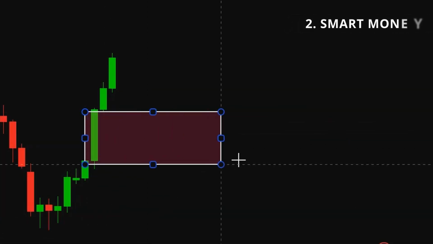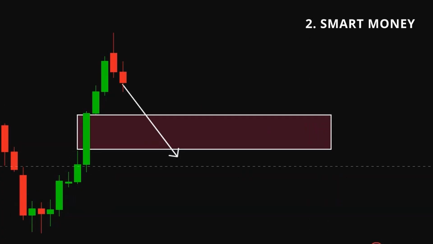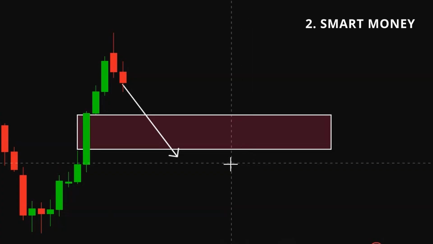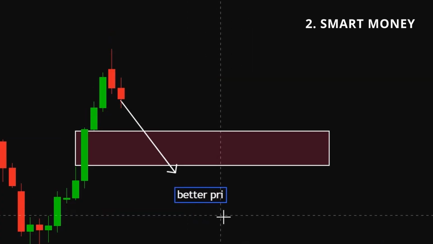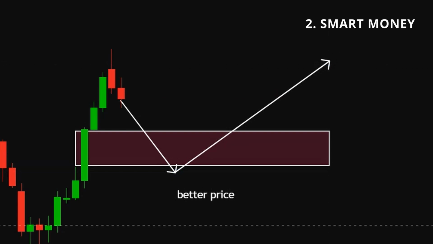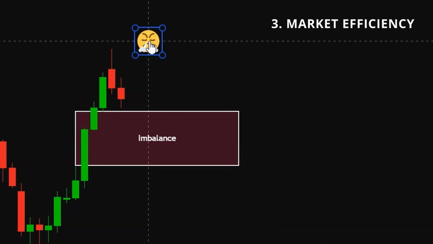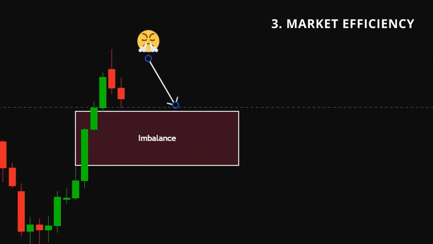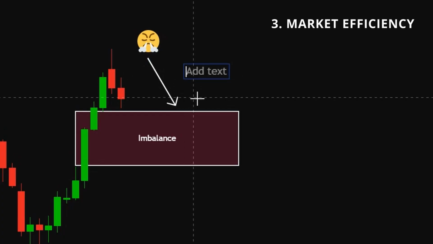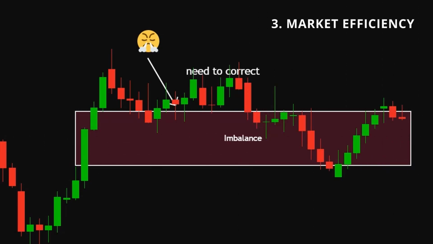Second, smart money loves free liquidity. They'll often route price right back into that gap to take those orders out, buying or selling at the best possible price, before the real directional move continues. Third, market efficiency and algorithmic logic hate imbalances. Their job is to keep the market fair. When a gap forms, it registers as an inefficiency that needs correction. Until it's at least partially filled, the market is technically in a non-equilibrium state.